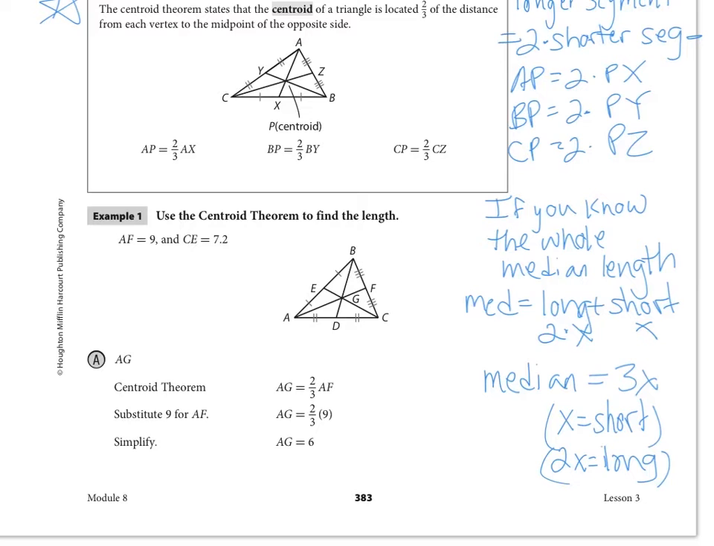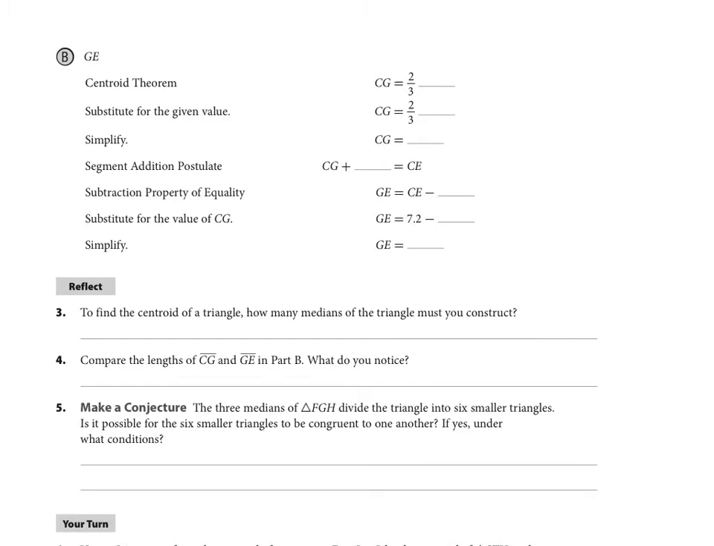On the next page, if we're using the same diagram and we're finding GE, just to keep track as you're looking back at the diagram, you may need to flip back and forth a little bit, but GE, as a reminder, is one of the short pieces of the median, and so GE would be take the long part, which is 2/3, subtracted from the whole length.